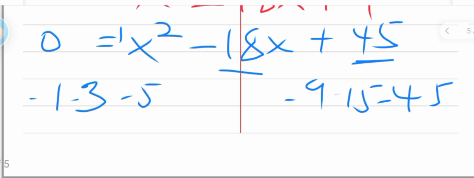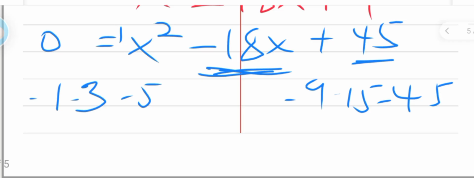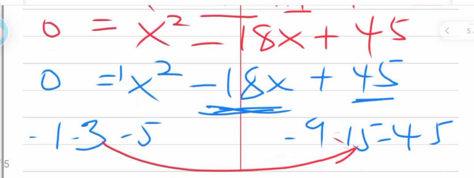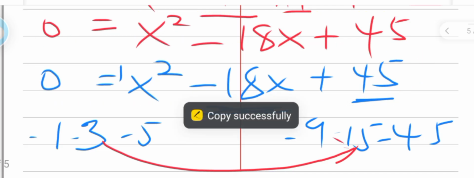Now we want 2 factors that, when we add, give us negative 18. So which one will help us? If we look at it carefully, realize that negative 3 and negative 15 will do that for us. So what we do is arrange. Let me copy the question and take it to the next part of the page so that we can continue over there. So let's go to the next page.